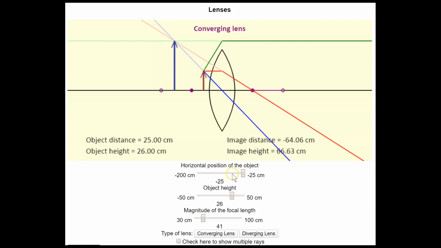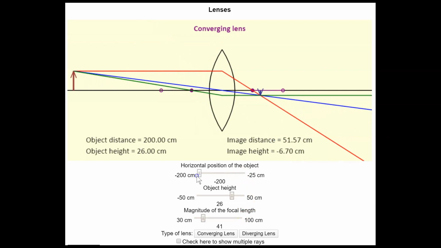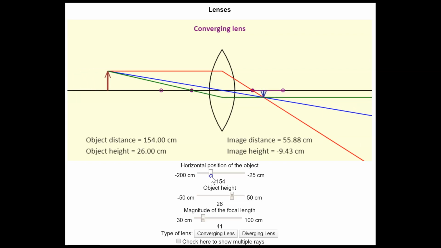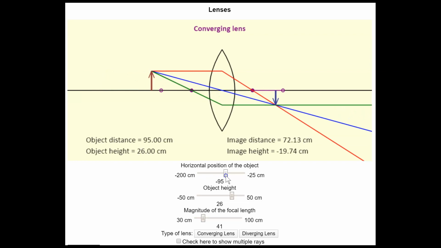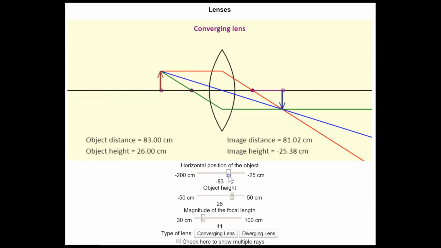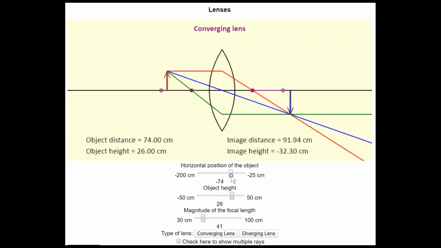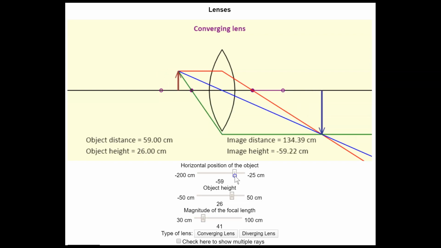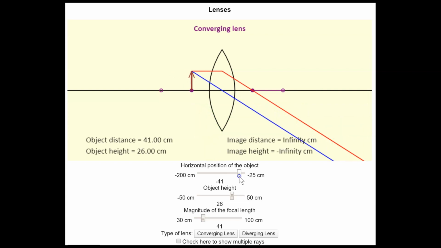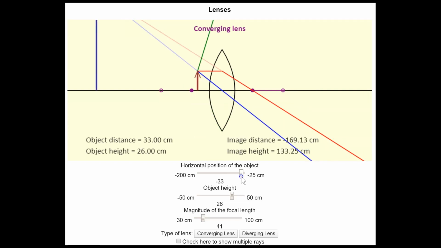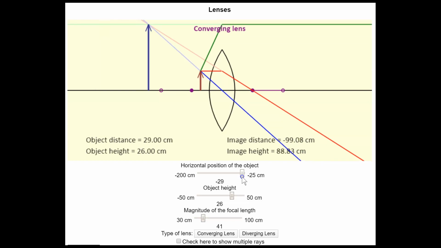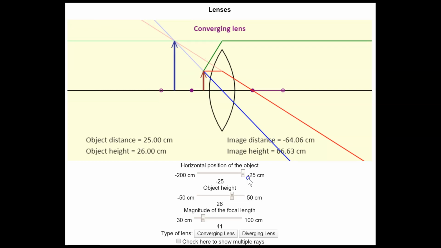Now, if I rerun this, moving a little bit faster, let's summarize. If I'm outside 2F, as I move in, the image is getting larger and larger until at 2F it's the same size. As I go in between 2F and F, the image is growing larger and larger. When I cross over the focal point, the image is now on the left side and virtual, and it's always bigger than the object.